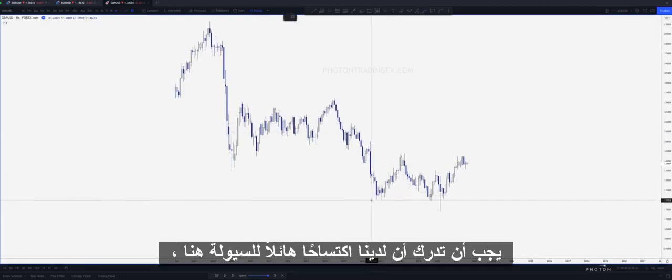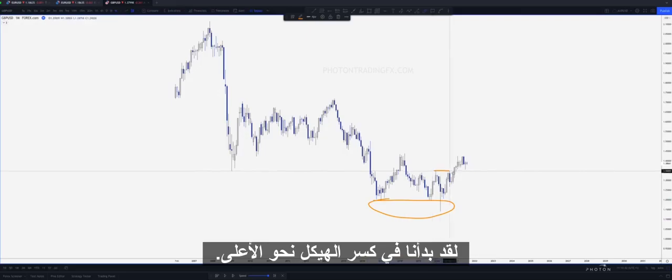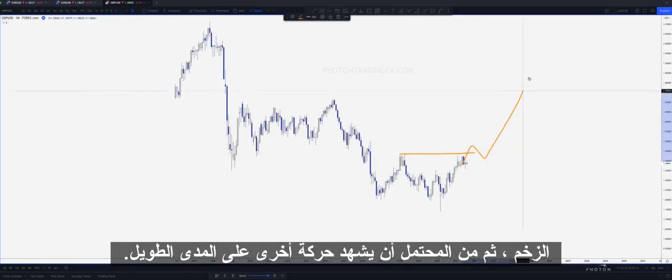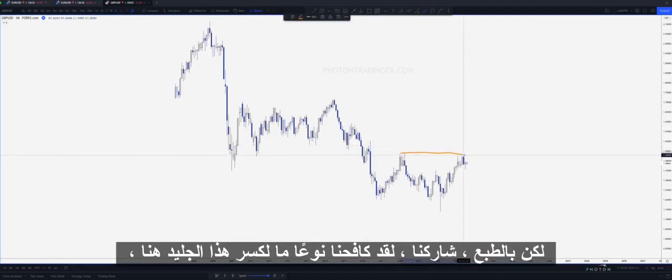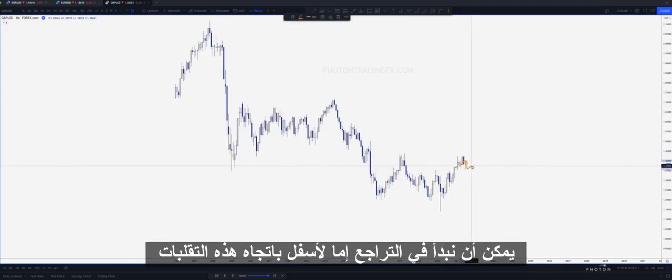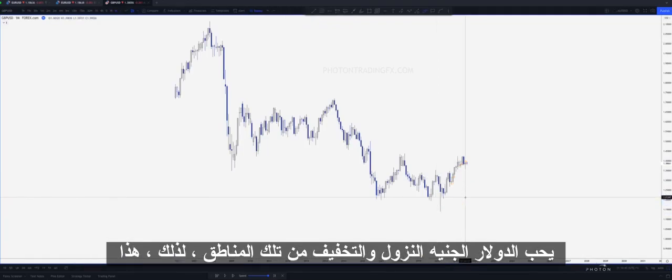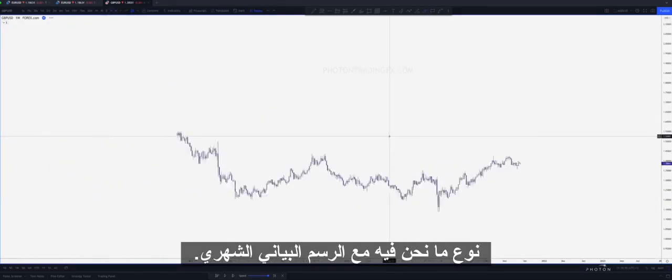However, we do have to be aware that we've had a massive sweep of liquidity here, right? We are starting to break structure to the upside. So I think if we can start to try and clear these highs with sustained momentum, then potentially we'll see another longer term move. But of course, if we struggle to break these highs here, then very much we could be starting to pull back either down towards this flip zone here, or potentially down into this extreme sweep zone. As we know, pound dollar loves to come down and mitigate those areas. So that's kind of where we're at with the monthly chart.